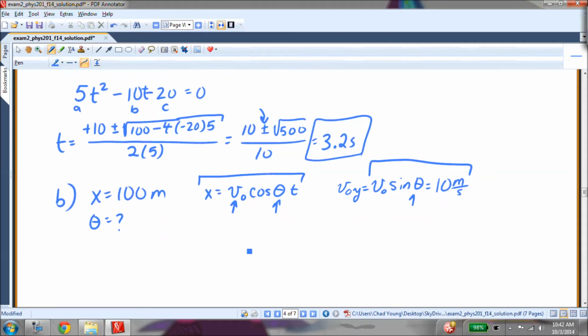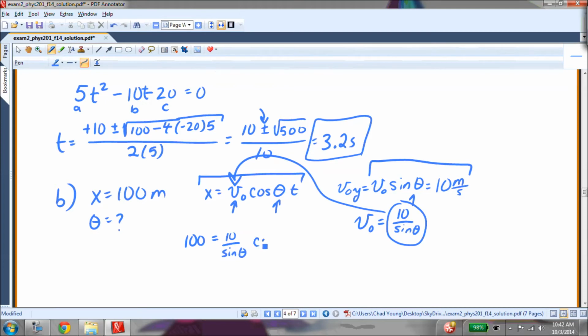I'm going to say that v naught equals 10 over sine of theta, and then I'll plug this in over here for v naught. Now, carrying on, I'm going to put in my value for x, which is 100 meters, equals 10 over sine theta, cosine theta times t, which is 3.2 seconds. Okay, now I have 100 over 32 equals cosine over sine.